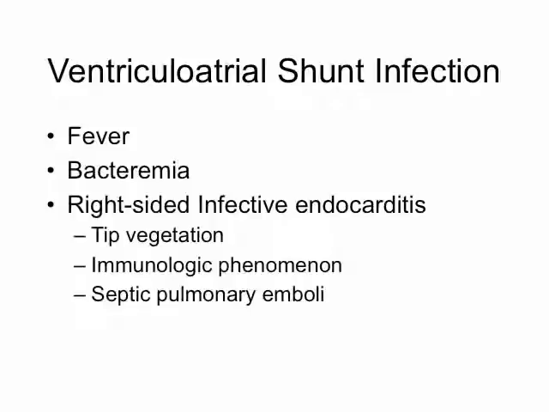There are other types of shunts, ventricular atrial shunts. You really don't see those much anymore. The only thing there is that the other end of the shunt goes into the right atrium, and there's always a risk of infective endocarditis, usually with tip vegetations on the tube itself. And these are very chronic, and yes, this is one of the situations where you can get immunologic phenomena and septic pulmonary emboli. In this case, it's because you actually have the infected tip in the bloodstream. In essence, it is a type of endocarditis.